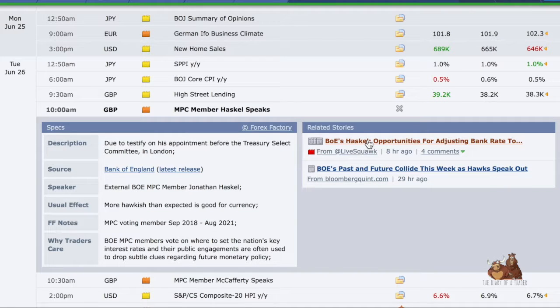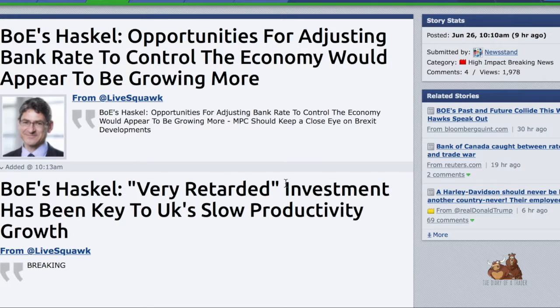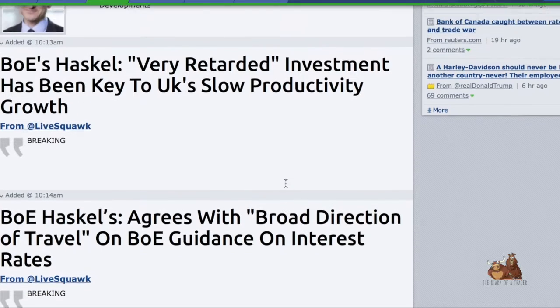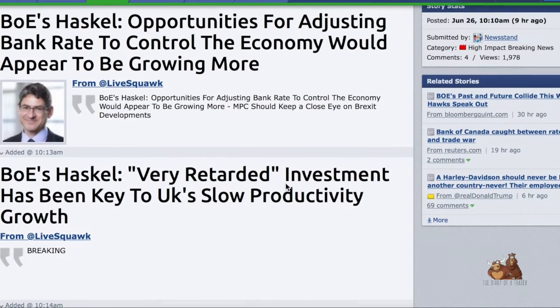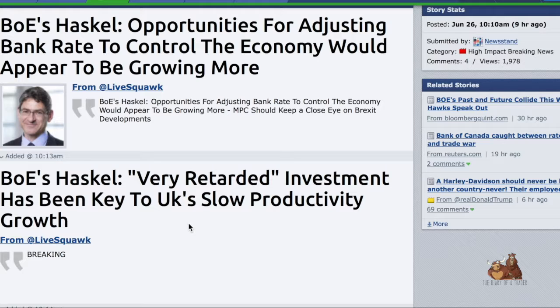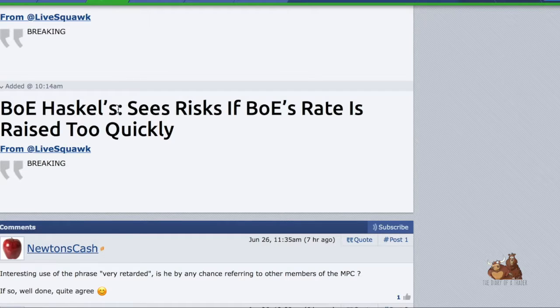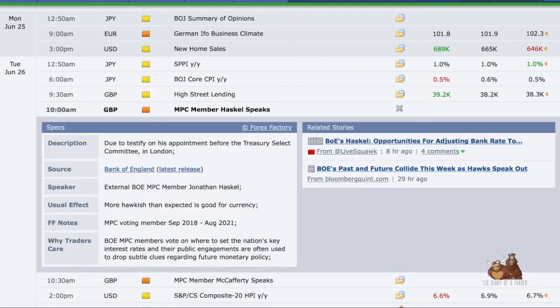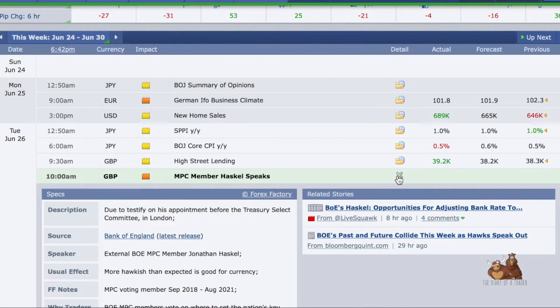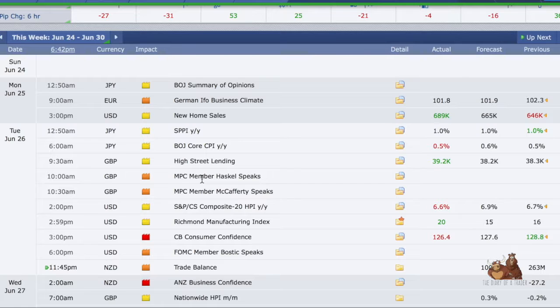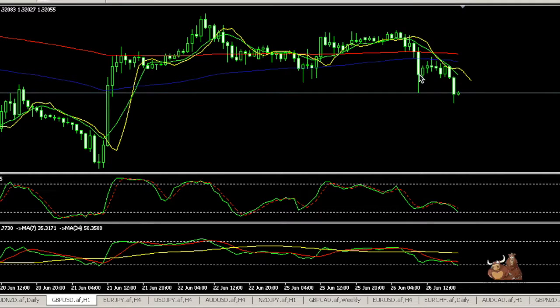So the question is, with those three hawkish members of the Bank of England in the last Monetary Policy Committee minutes, McCafferty was one of them. So how is Haskell going to alter the mix of the MPC committee? Well, what happened is he came and he spoke, and essentially he was quite dovish. He spoke about risks if the Bank of England's rate is raised too quickly. So he certainly wasn't pushing for an interest rate rise. Obviously, dovish on interest rates is going to result in the pound being sold off.